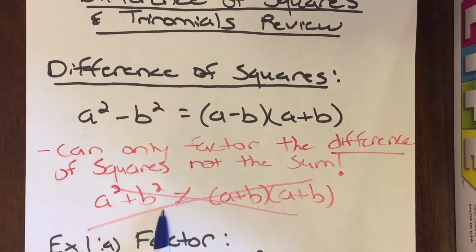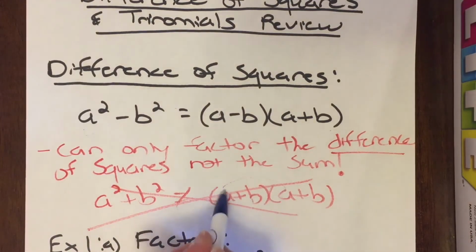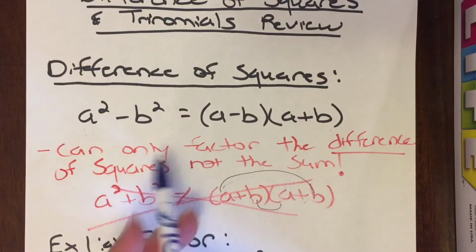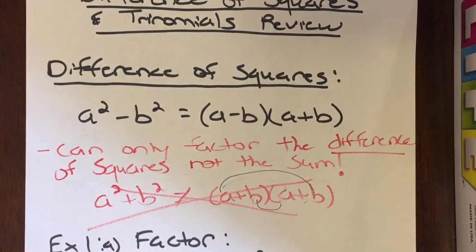So a squared plus b squared, you might think, oh, that will just factor into a plus b times a plus b. Well, this will not work. If you multiply it out, you'll see that the middle term would not cancel out. You'd have a plus ab and another plus ab. So it's only unique to the difference of squares. You cannot factor the sum of squares.